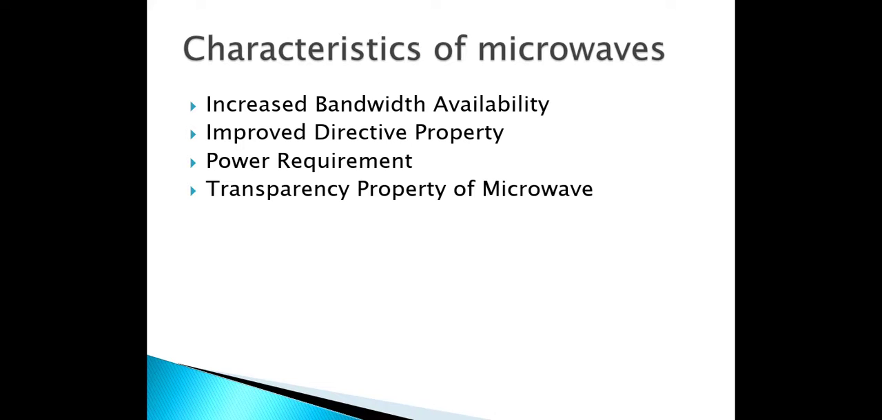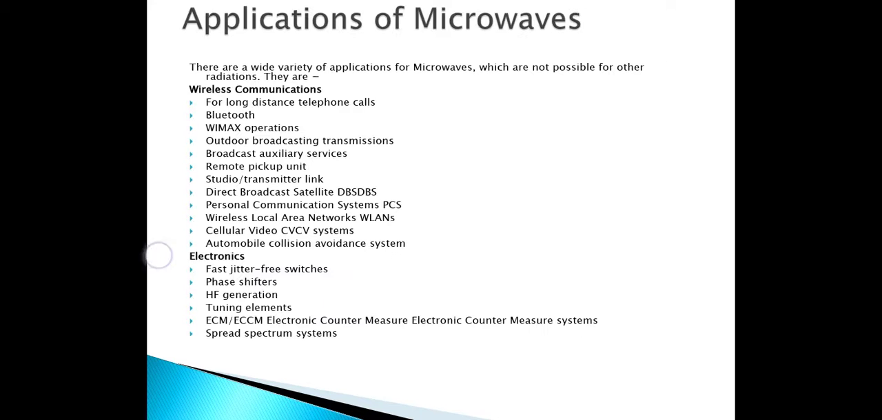So characteristics of microwaves. Microwaves have increased bandwidth availability. They have improved directive property, and the transparency property of the microwave are the characteristics. These are the applications of microwaves where you are using the microwave signals.